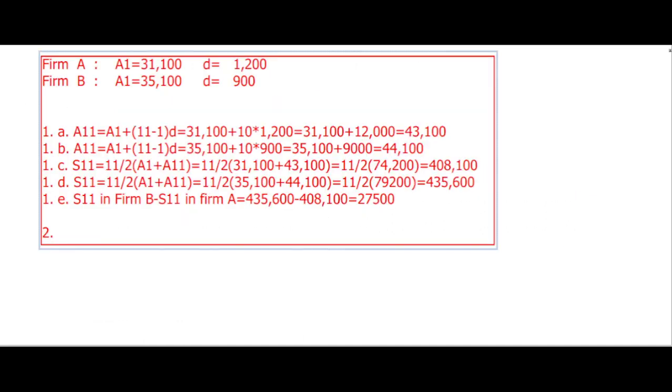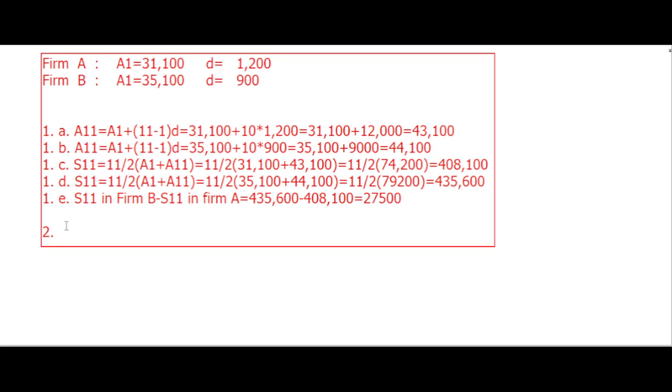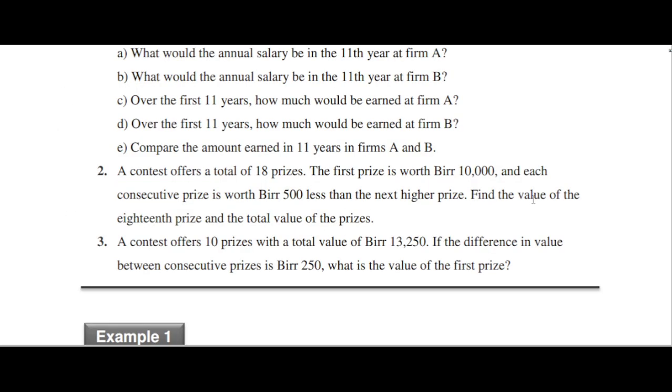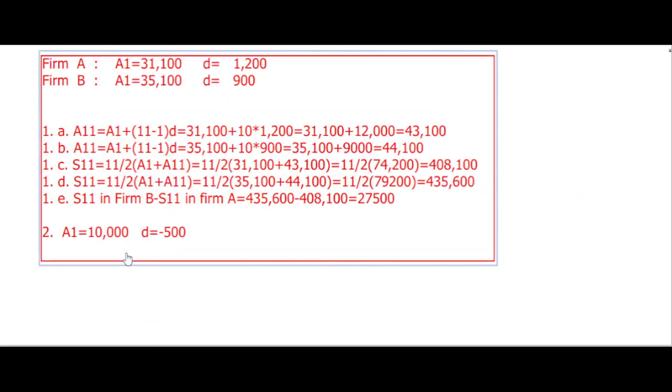Question number 2, we have given A1 which is equal to 10,000 and common difference D which is equal to minus 500. Now what we need to find here? We want to find the value of the 18th prize, A18. Let's compute it.